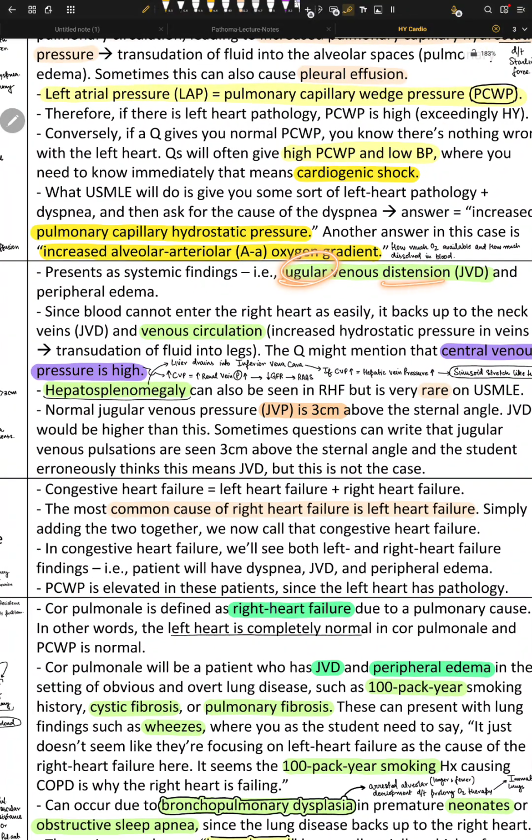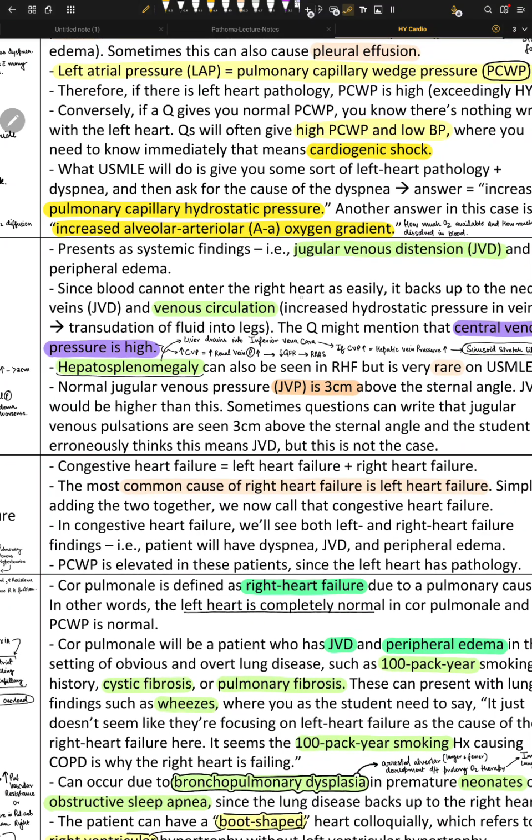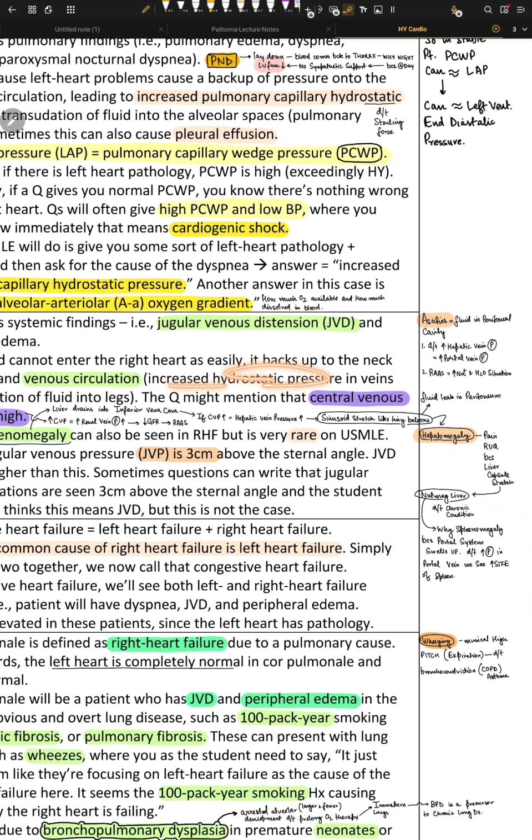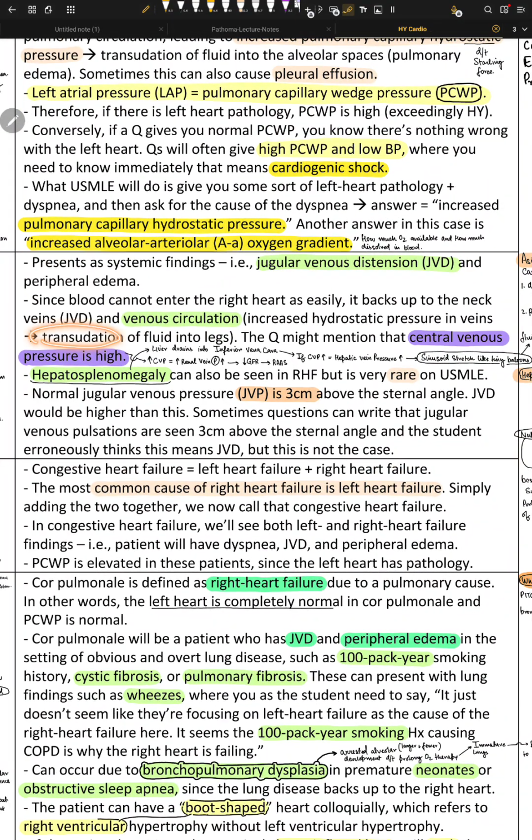So we have jugular vein distension and we have peripheral edema. Peripheral edema because we have some sort of fluid accumulation in the body, because the right heart is not pushing the blood which was supposed to be pushed inside the lungs. Since the blood cannot enter the right heart easily, it backs up in the neck, JVD, and the venous circulation, right? Increased hydrostatic pressure in the veins, and then we have transudation of fluids into the legs. We have edema in the legs. And the question might mention that central venous pressure is high.